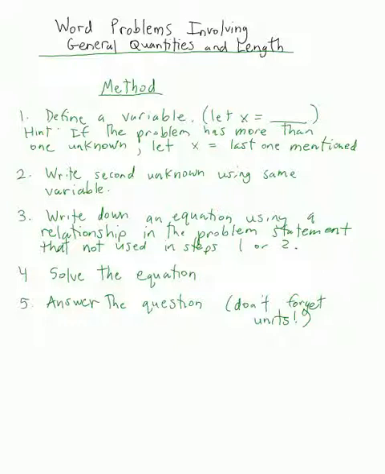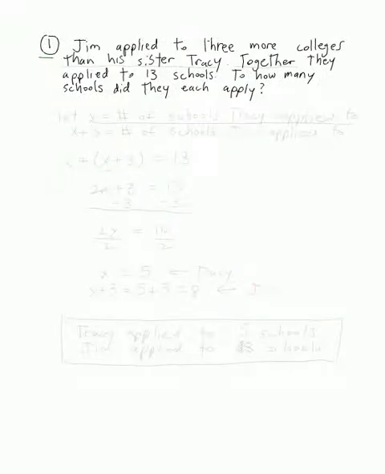Alright, so let's try a couple of examples. So, problem 1. Jim applied to 3 more colleges than his sister Tracy. Together they applied to 13 schools. To how many schools did they each apply?